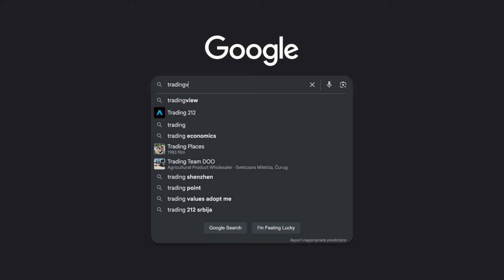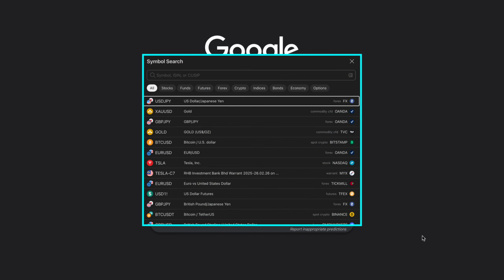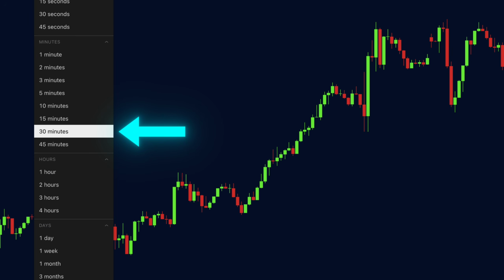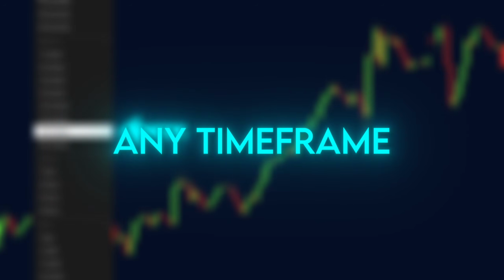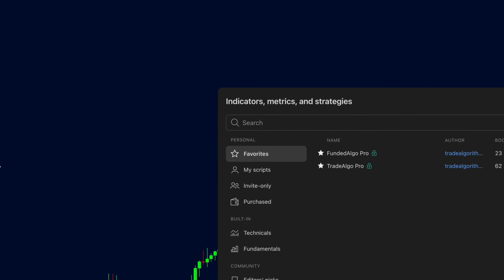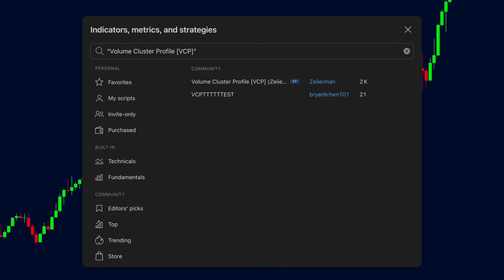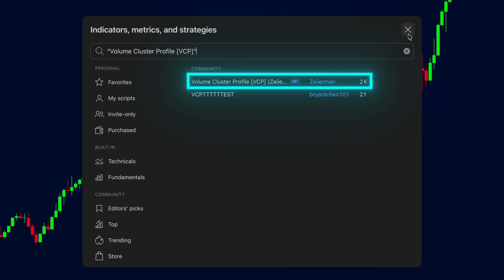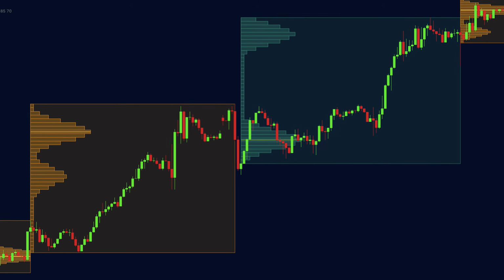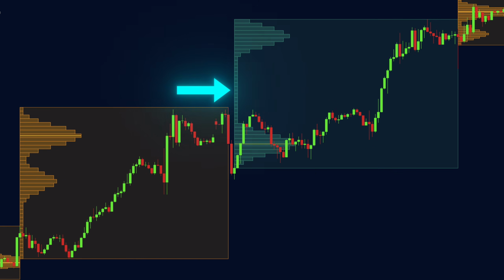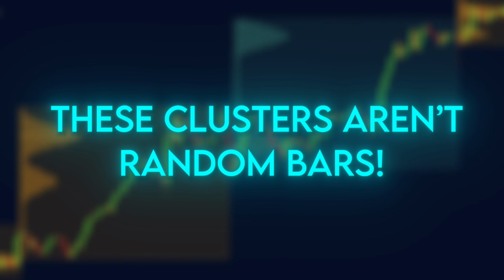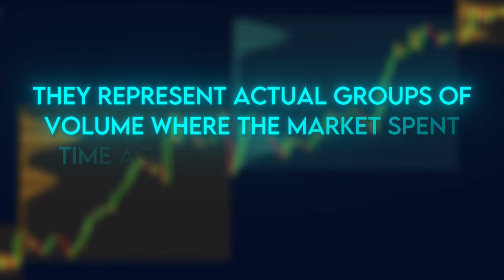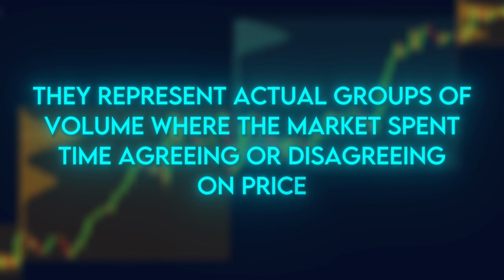To add this indicator to your chart, open TradingView and pull up any chart you want. I'm using the 30-minute time frame here, but this works on any time frame and any market. Click Indicators and search for Volume Cluster Profile VCP, and make sure you select the one by Zierman. Once it's loaded, you'll see something new on your price chart, a series of clusters and gradient bars that wrap around price levels. These clusters aren't random bars. They represent actual groups of volume where the market spent time agreeing or disagreeing on price.